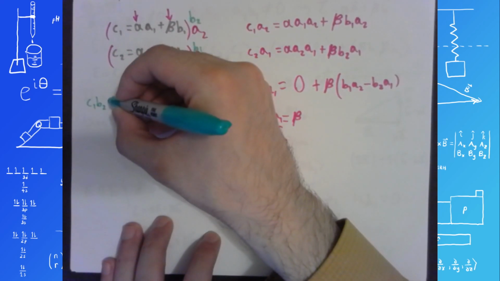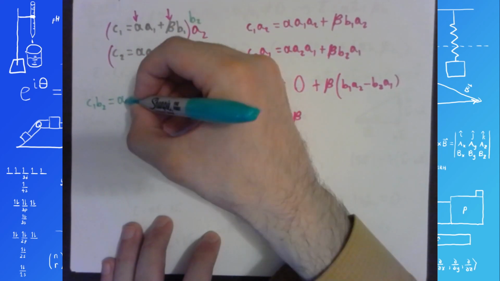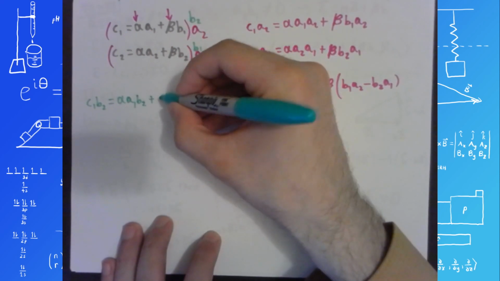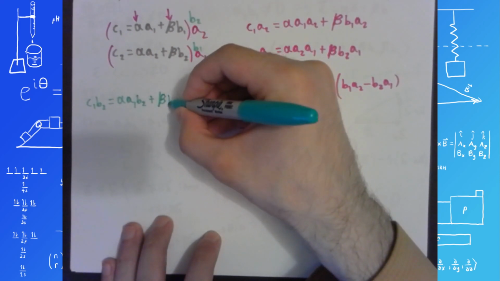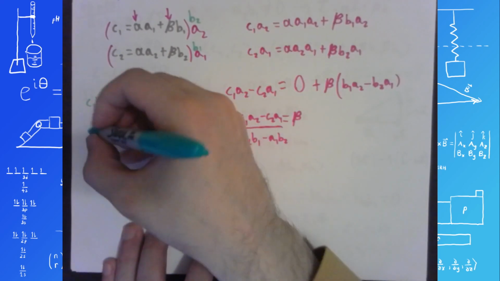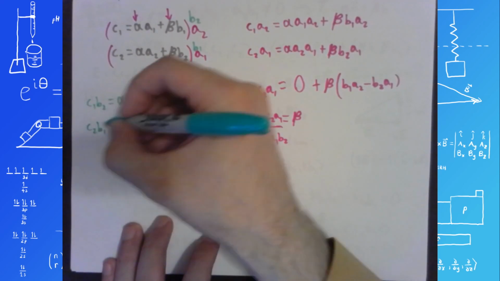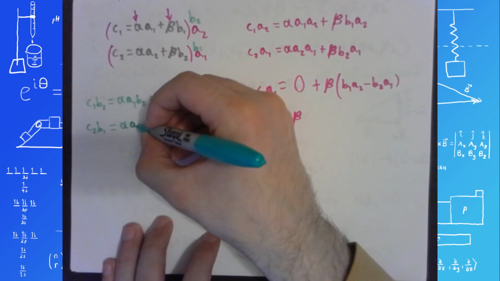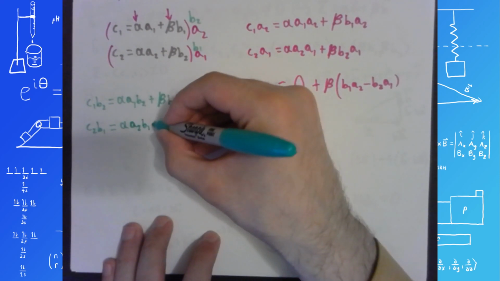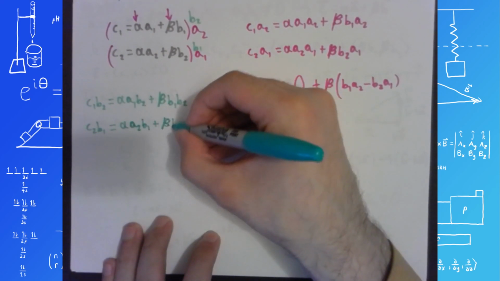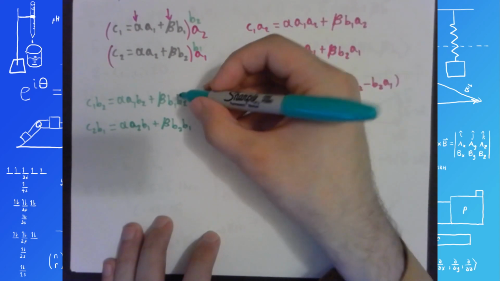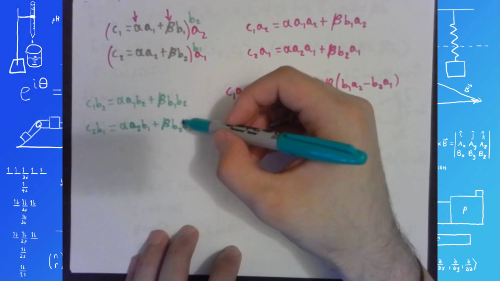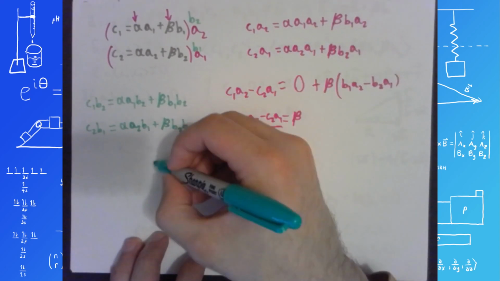C1B2 equals alpha A1B2 plus beta B1B2, and then C2B1 equals alpha A2B1 plus beta B2B1. Top minus bottom again. Beta B1B2 minus beta B2B1 is just going to be 0.